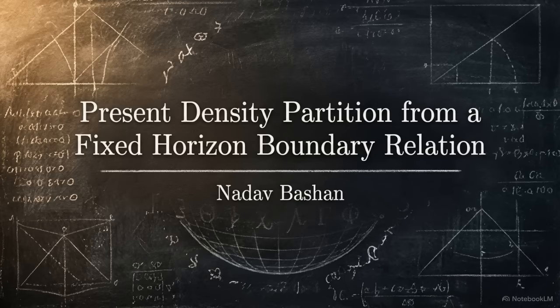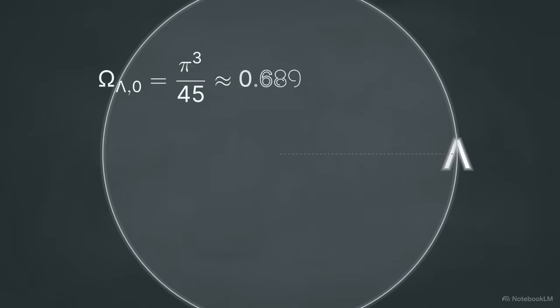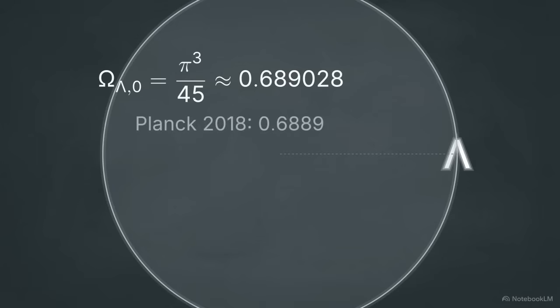Independent researcher Nadav Bashan proposes a different framework. He treats the cosmological constant strictly as a boundary curvature parameter, a value determined by the geometric edge of the universe. His thesis proposes the dark energy density fraction is exactly pi cubed divided by 45. That equates to roughly 0.689028. Measured against Planck data, the difference is roughly 0.023 sigma.